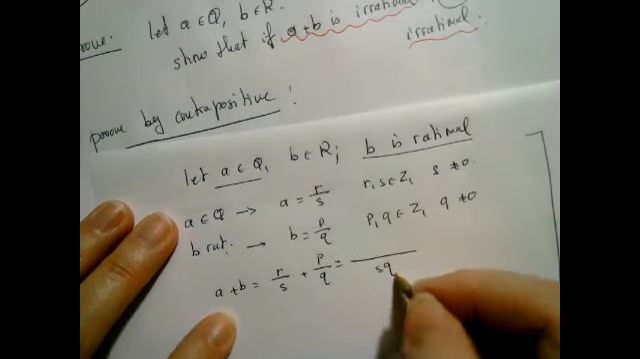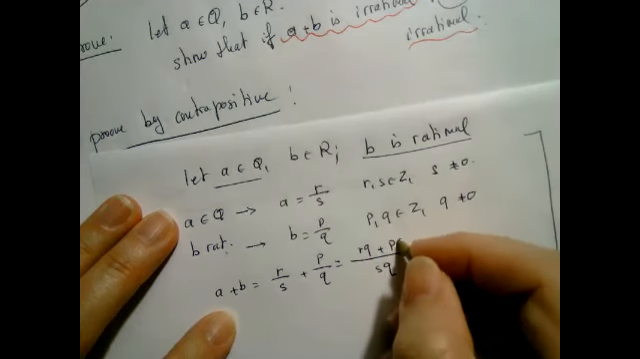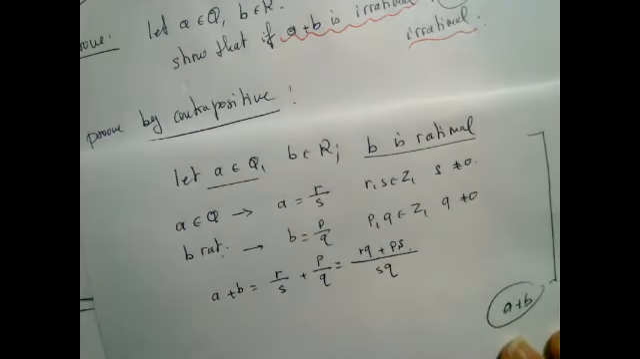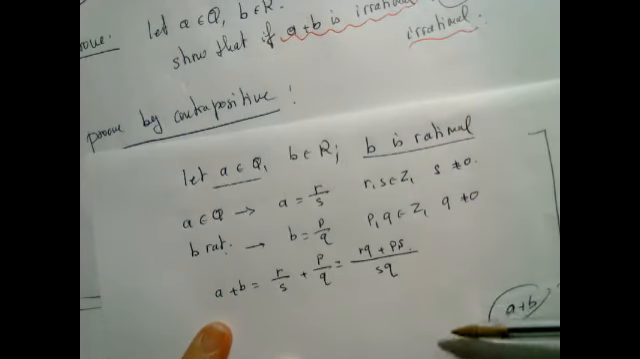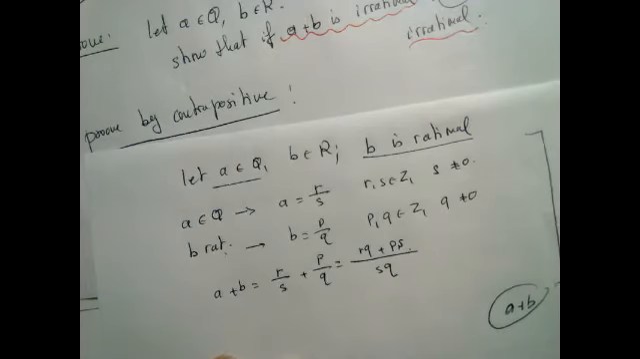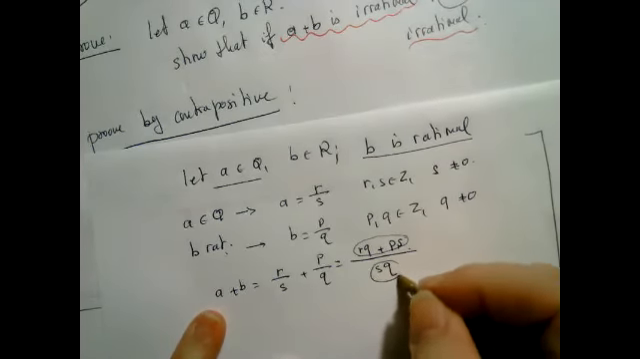My common denominator is SQ, and this is RQ plus PS. Or if you want, you have the right to say the sum of two rational is rational. So A plus B will be rational. I'll give you the permission to do that. And now this is my numerator, my denominator.